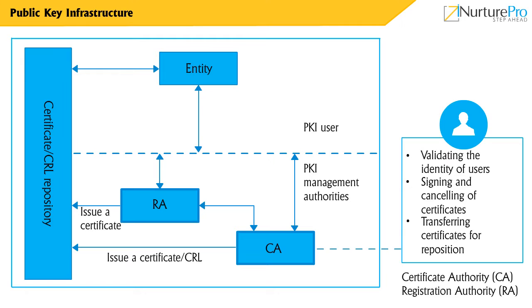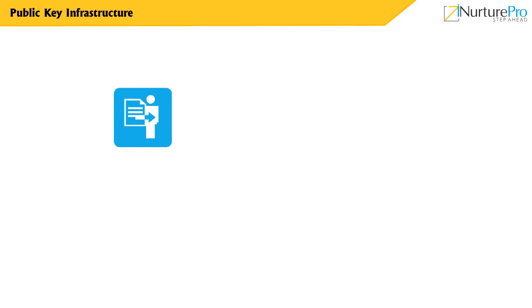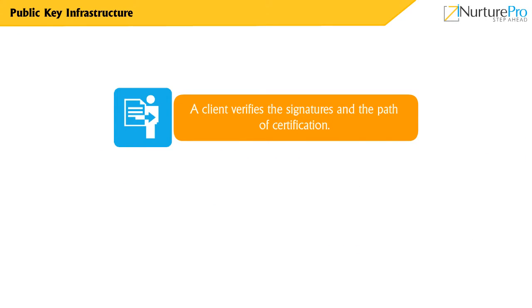Registration Authority or RA identifies and validates users and their public keys. Repository stores all certificates, including the ones that are cancelled. PKI User is the end entity. In PKI operations, users are the end entities who can either be a client or a certificate holder.